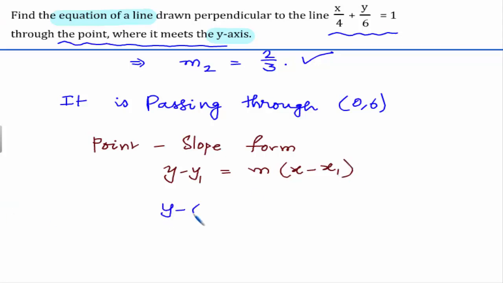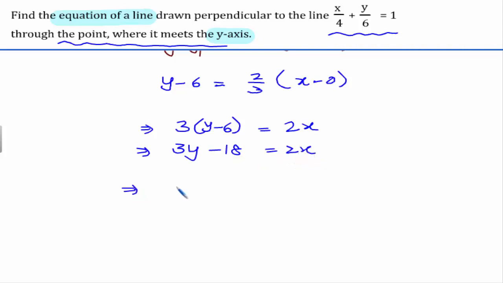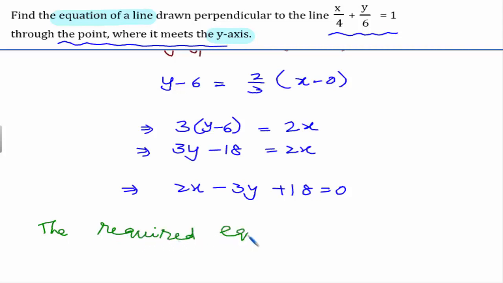That is y minus 6 is equal to 2 by 3 into x minus 0, that is 3 into y minus 6 is equal to 2x. So this is 3y minus 18 is equal to 2x. So 2x minus 3y plus 18 is equal to 0. So the required equation is 2x minus 3y plus 18 is equal to 0.